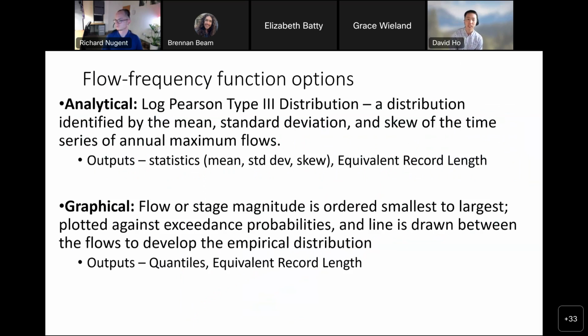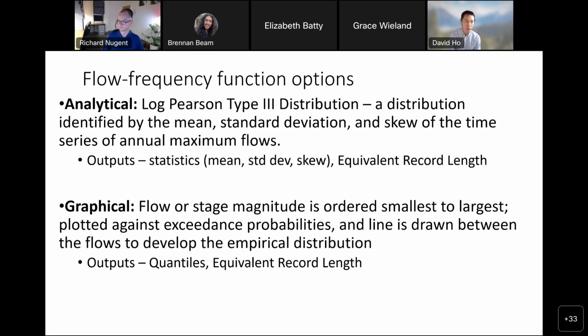Here, we're just summarizing what we just talked about with the analytical. We use a log Pearson type 3 distribution, which uses the mean, standard deviation, and skew to compute this analytical curve. So the outputs from this analytical curve, which are the inputs that go into FDA, would be the statistics, which is the mean, standard deviation, and skew, as well as the equivalent record length. Equivalent record length typically means your period of record.